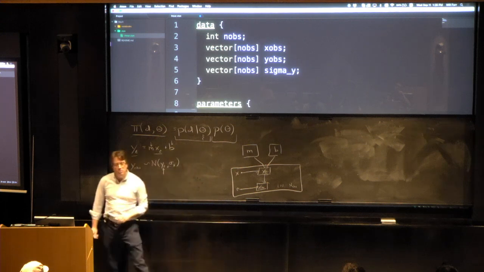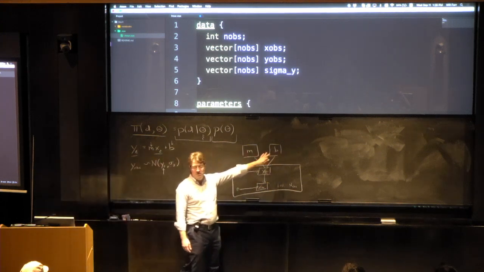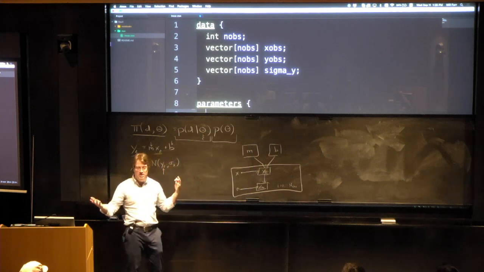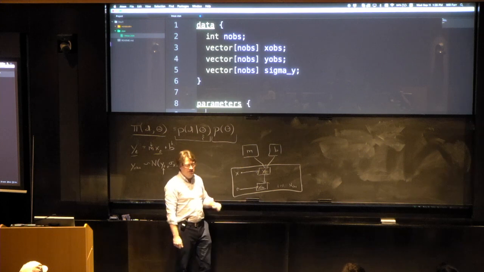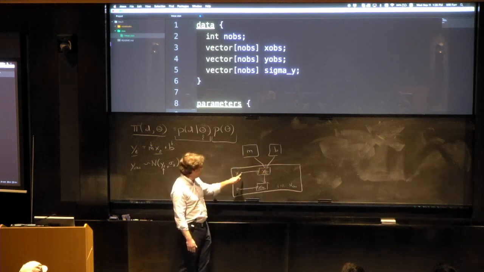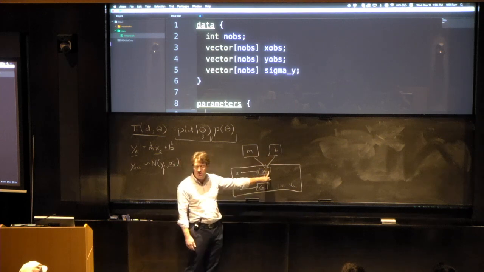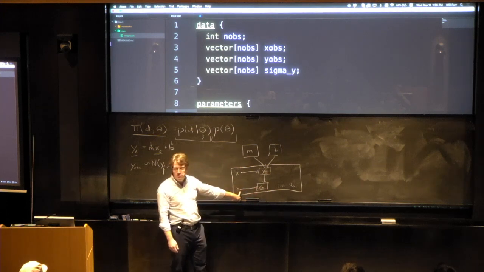That's what the graphical model would look like for this, right? There's a slope and an intercept that's like some global parameter. And then we go inside this measurement box. For each measurement, there's a true value of y, which we don't get to observe, but we could predict if we knew x and m and b. So that's why those flow into there. Then from that, we observe a y, and we know what its sigma is.